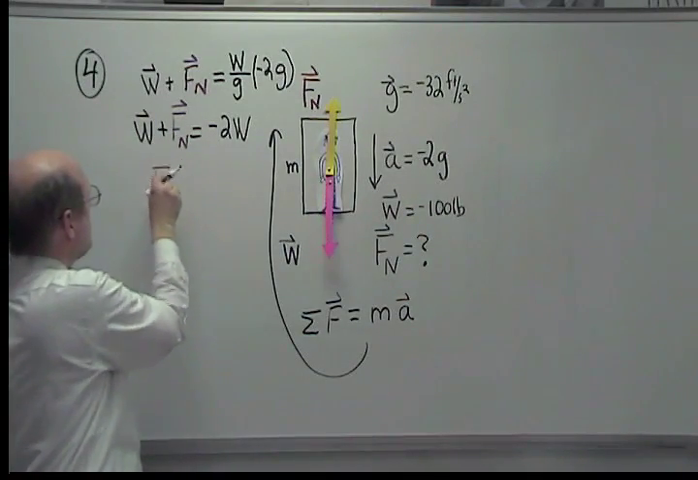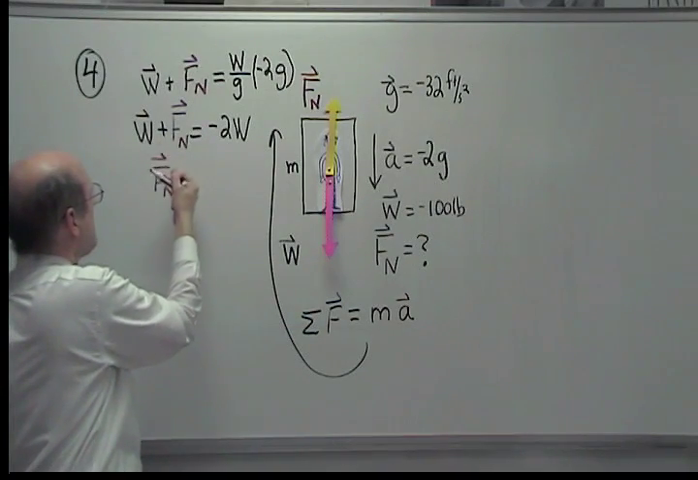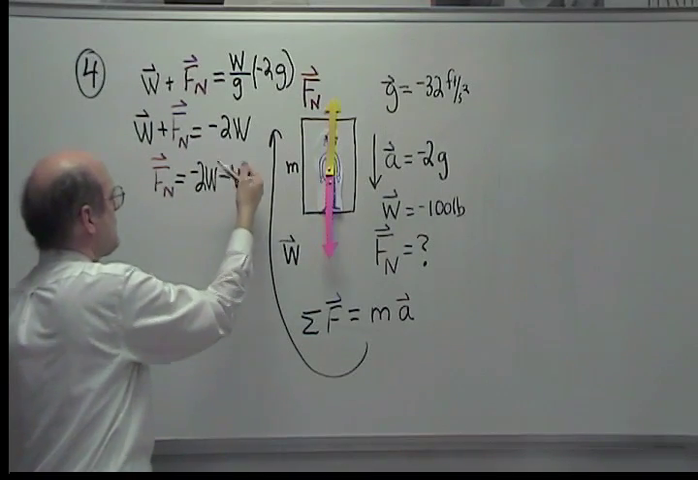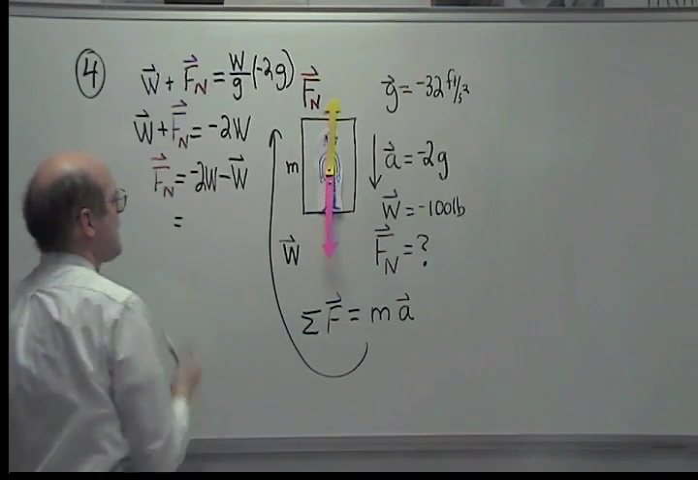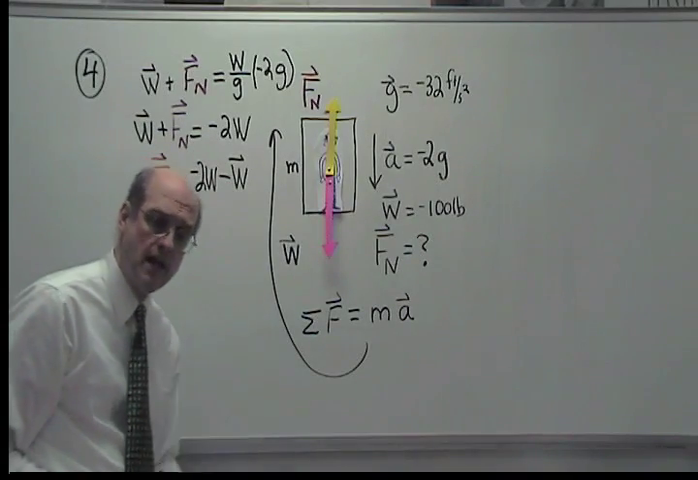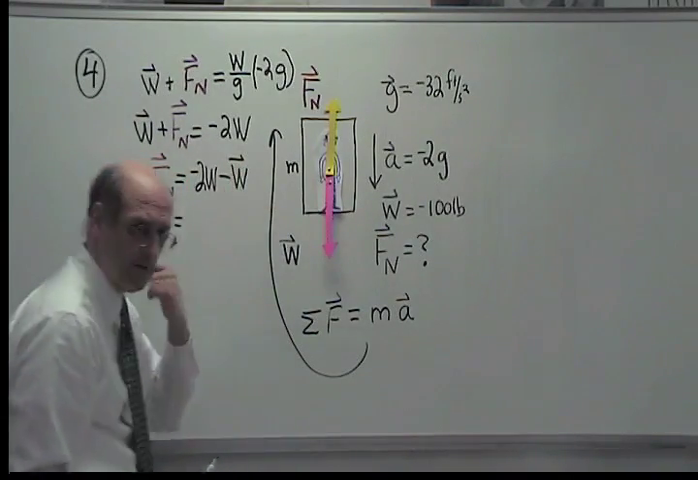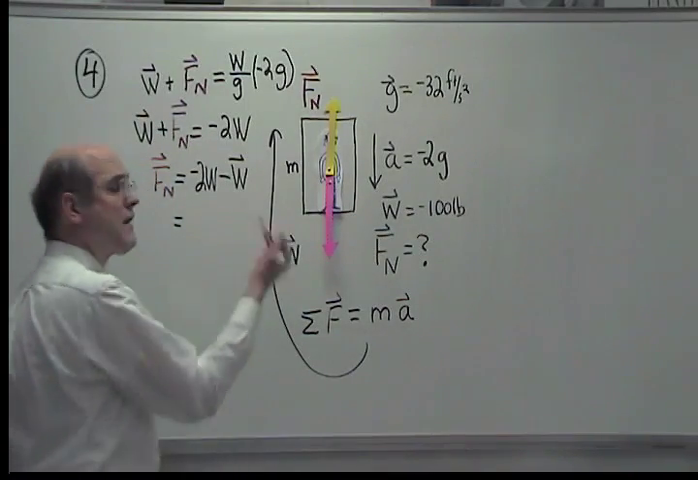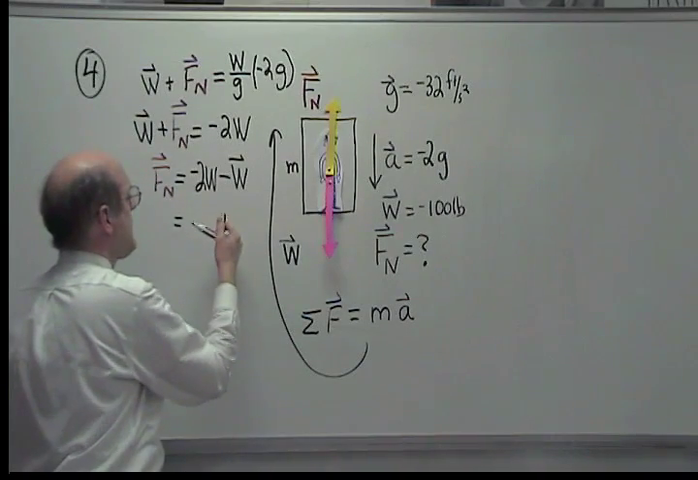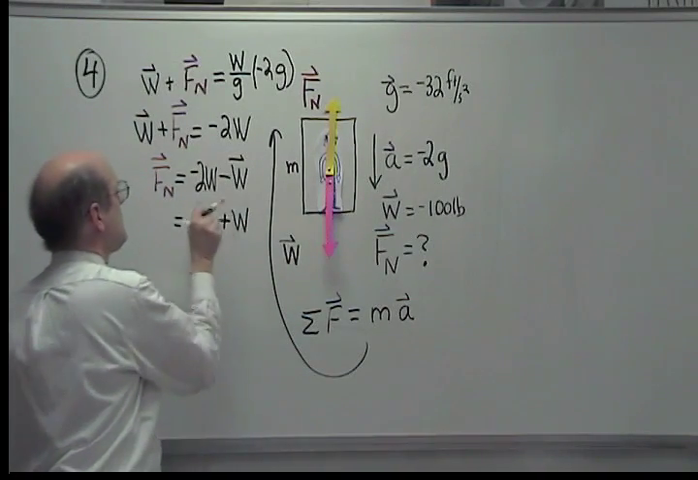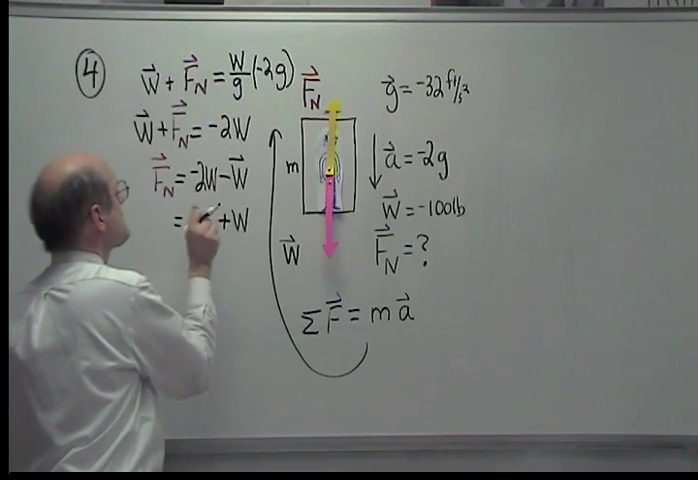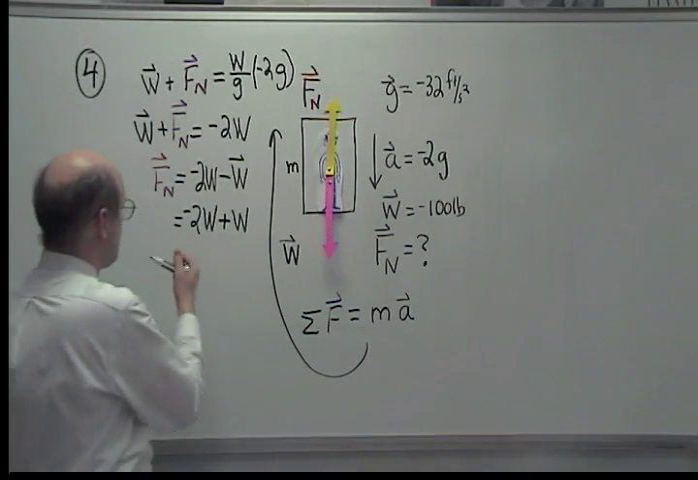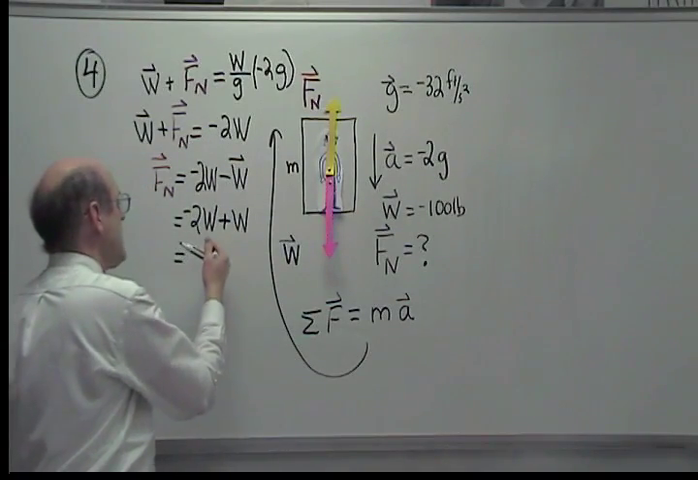Solving for the normal force, we get negative 2w minus the person's weight vector. Now, the person's weight vector is directed downward. So if I take the hat, the vector symbol, off the top of this w here, I have to introduce the direction, which is negative. So I end up with positive w magnitude plus negative 2 times the magnitude of the person's weight. And this leaves us with negative w.